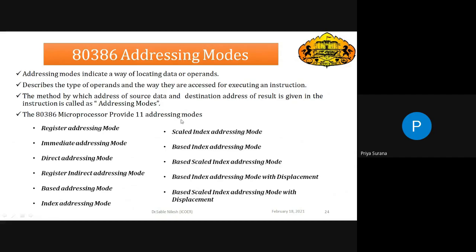This type of question can be asked as an MCQ: how many addressing modes does 80386 support?